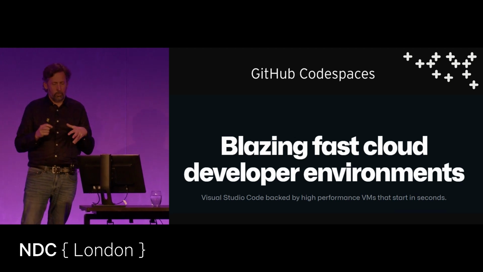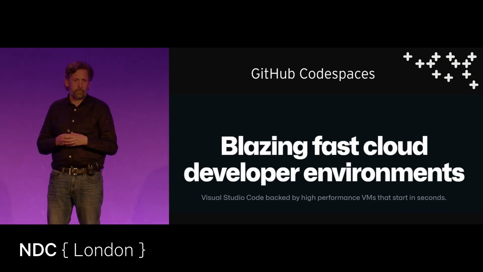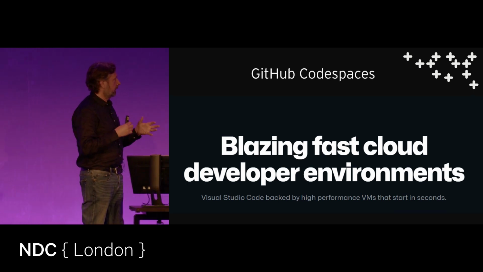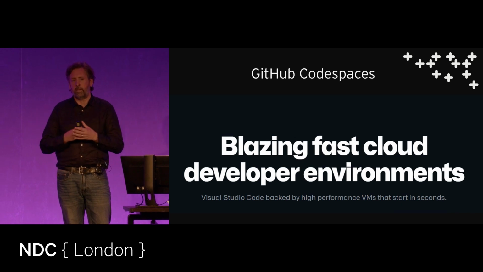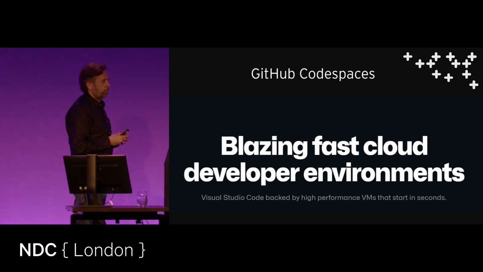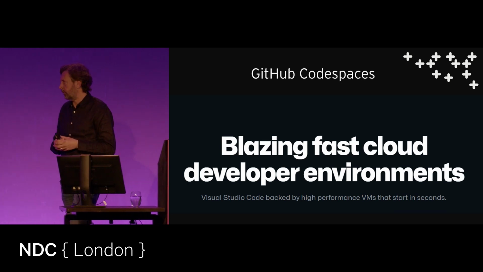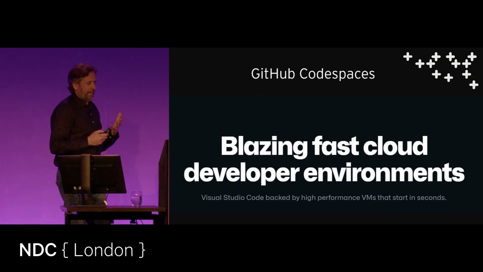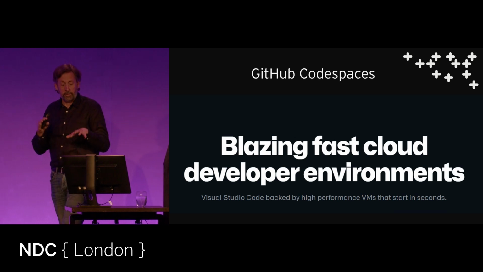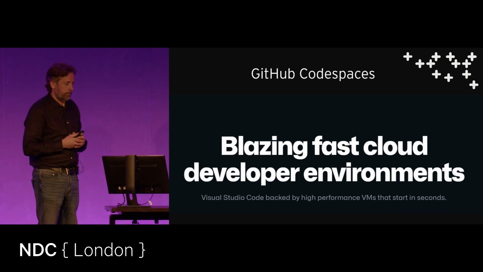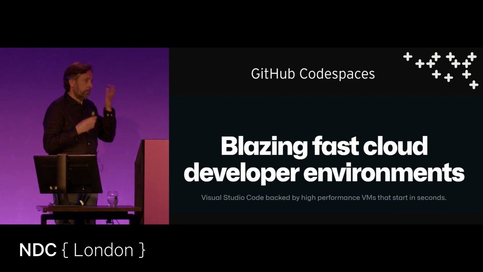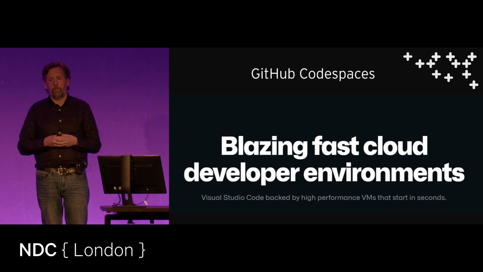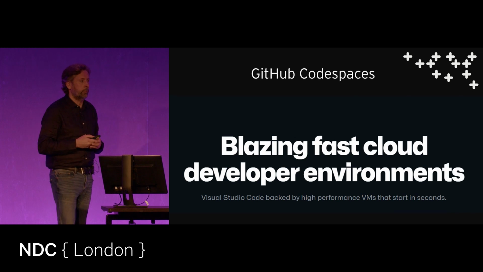But GitHub Codespaces was actually first branded as Visual Studio Codespaces. Did anyone use that? No? They actually started developing it before the acquisition of GitHub, and they called it Visual Studio Codespaces. But then when the merger was complete, they rebranded everything and moved it to GitHub instead. So it's blazing fast cloud developer environments. You see the tagline there: Visual Studio Code, backed by high-performance virtual machines that start in seconds. So this is very connected to VS Code. And as you see, you'll be able to use VS Code on your machine, but you can also use VS Code in the browser. So you don't have to install anything on your machine if you don't want to.